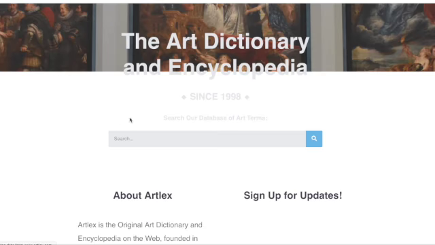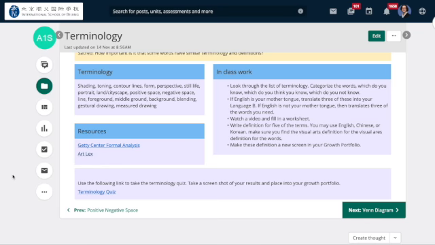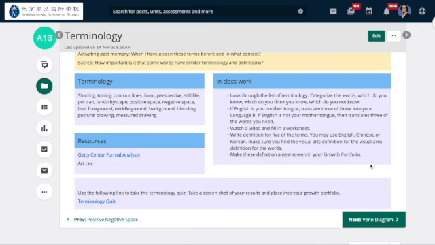This is a dictionary for art language. You type the word in here, and then it'll give you the definition for it. And I told the students to paraphrase. Now, that is the end of this class. We put these into the growth portfolio. You can look at the unit if you want to know more about the growth portfolio. And you'll see this in the video of the class itself.